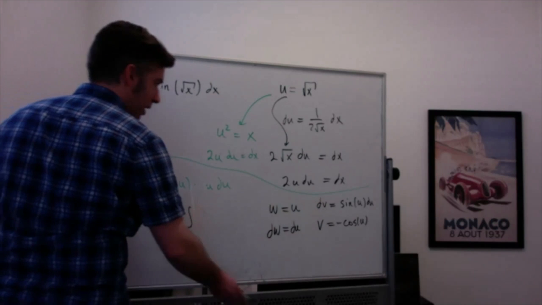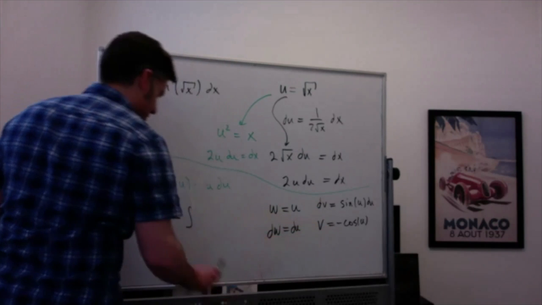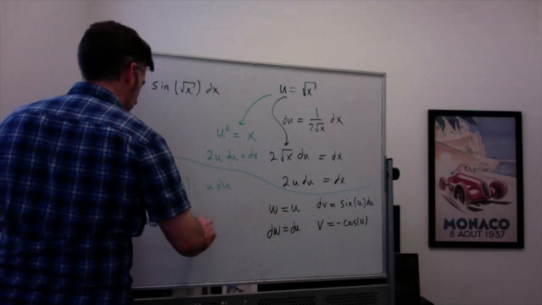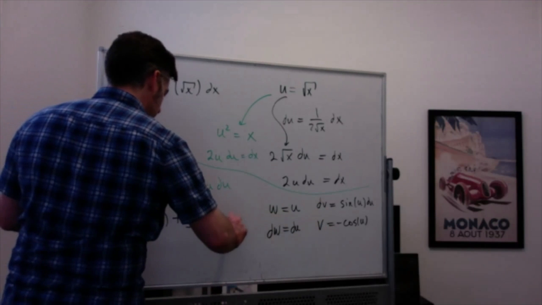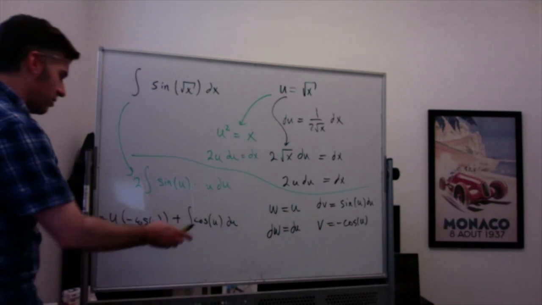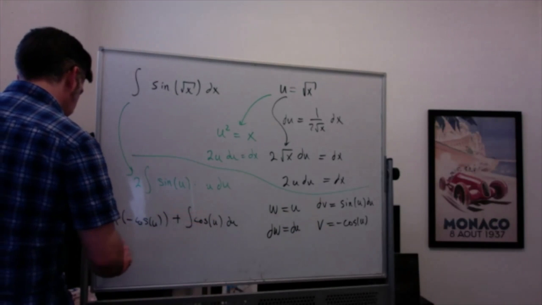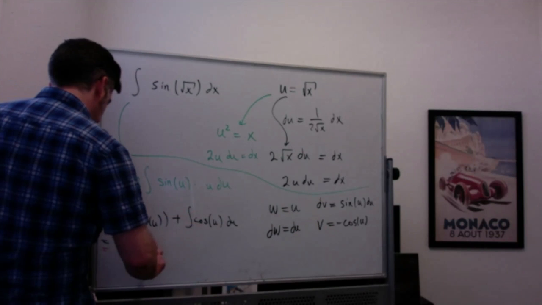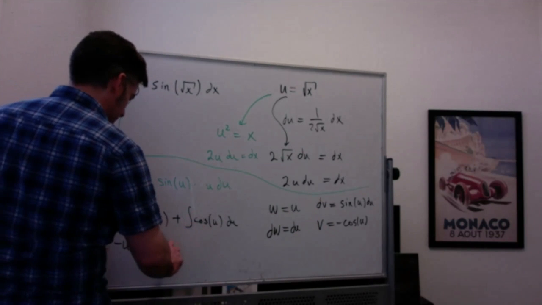minus the integral of v dw. So minus a minus cosine of u du. Right? I still have all the same variables. And then we integrate this. We get negative u cosine of u. Integral of cosine is positive sine.